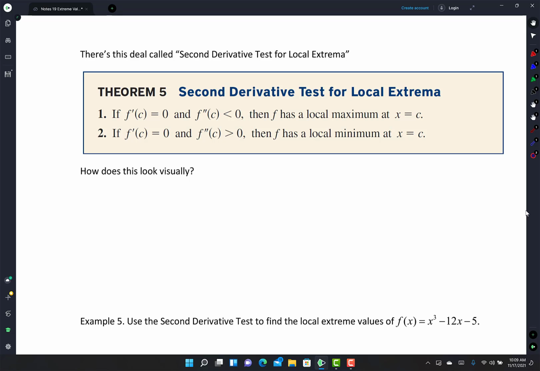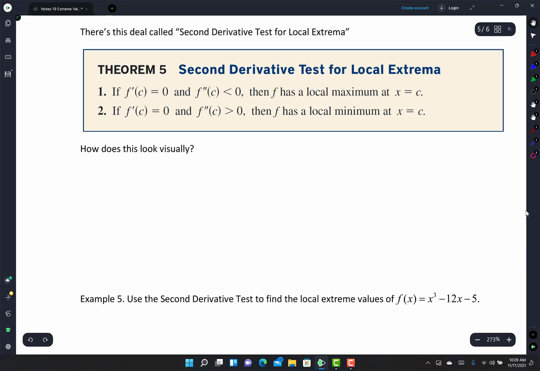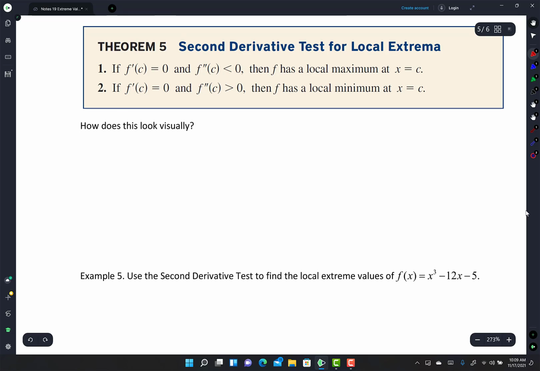I know right now you might not understand, or you don't know what I'm talking about at all, but you'll see, it's not that bad. So this is called the second derivative test for local extrema. I know we call it theorem 5, but we're not using a textbook, so it doesn't matter. So how does this look? It says, if f prime of c equals 0 and the second derivative is negative, then f has a local maximum at x equals c.